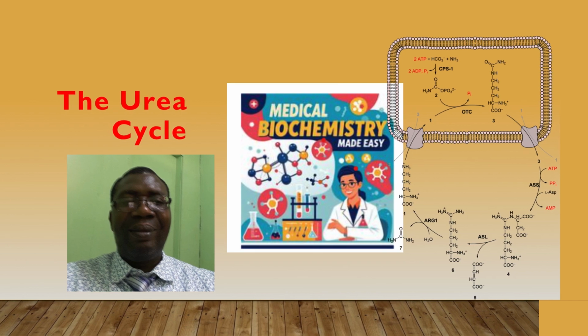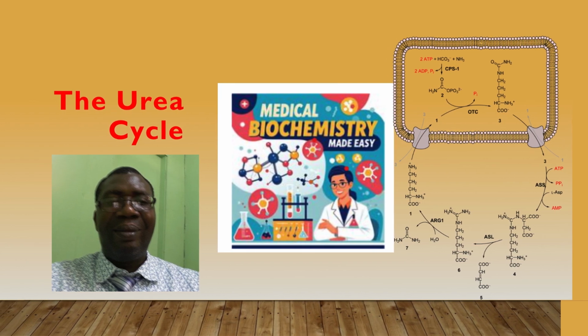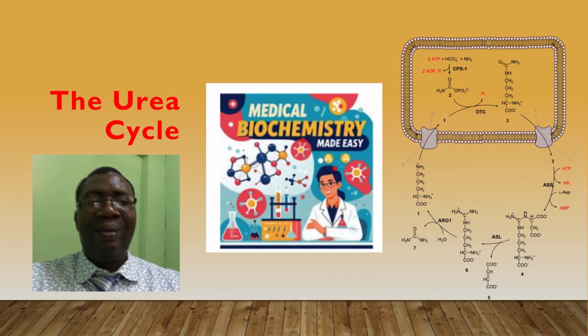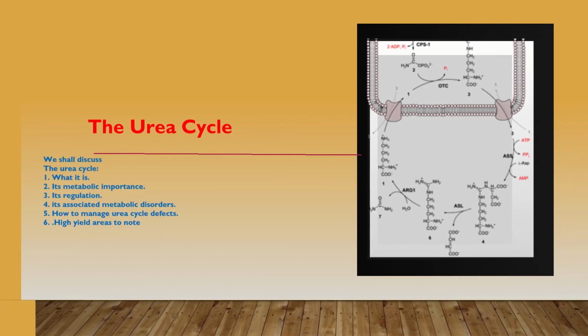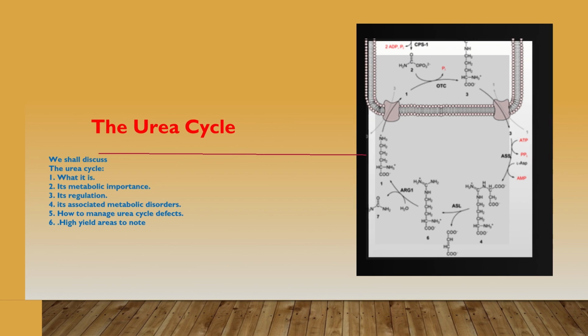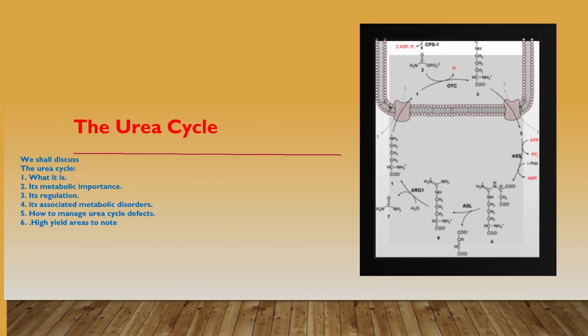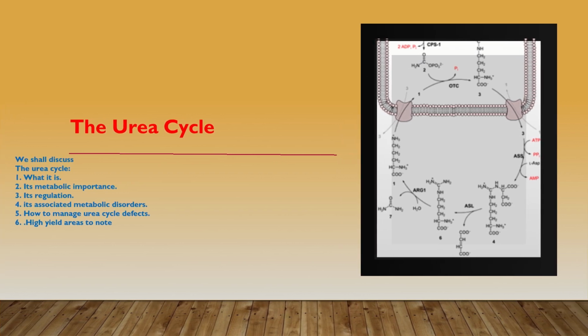Today, we are discussing the urea cycle, a very important metabolic cycle in the body. We shall discuss the urea cycle: 1. What it is. 2. Its metabolic importance. 3. Its regulation. 4. Its associated metabolic disorders. 5. How to manage urea cycle defects. 6. High-yield areas to note.